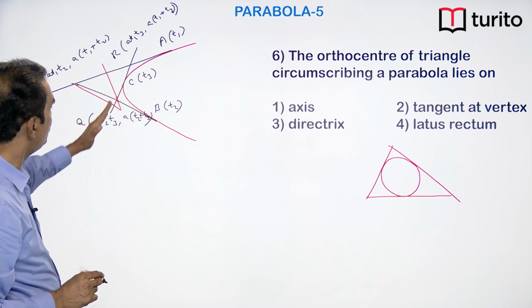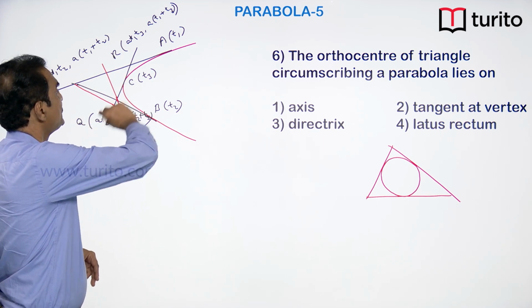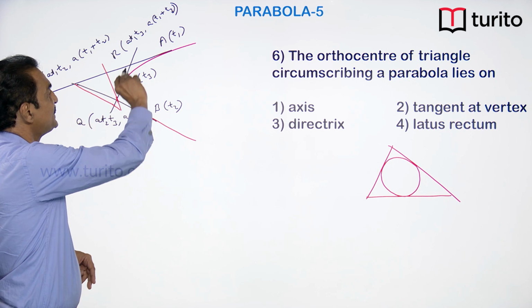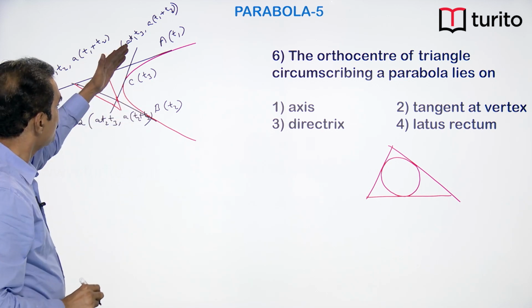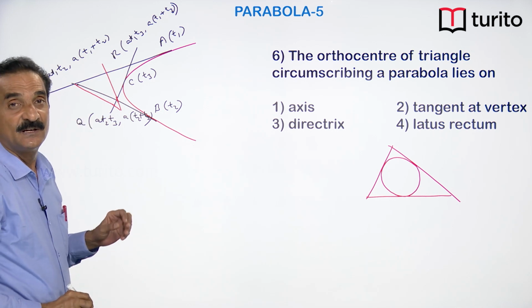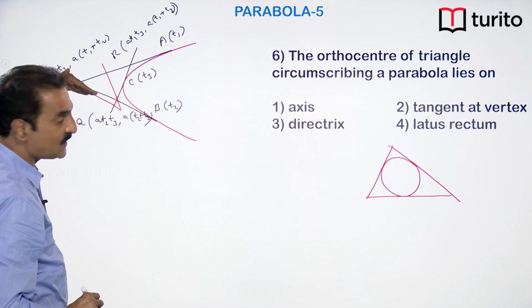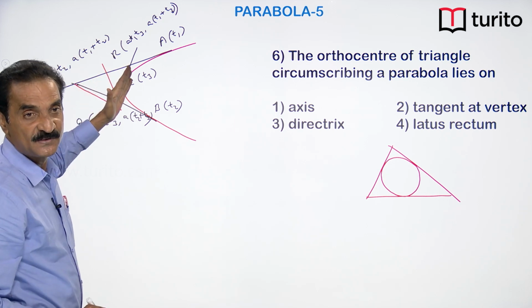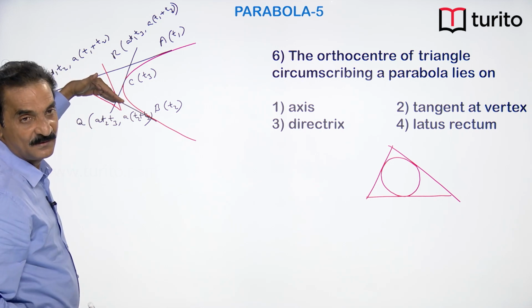Slope of the opposite side. Slope of this line is what? What is this line? This is the tangent at T3. Slope of the tangent at T3 is 1 by T3. So, what will be the slope of this perpendicular line? If the slope of this line is 1 by T3, the slope of this line will be minus T3.